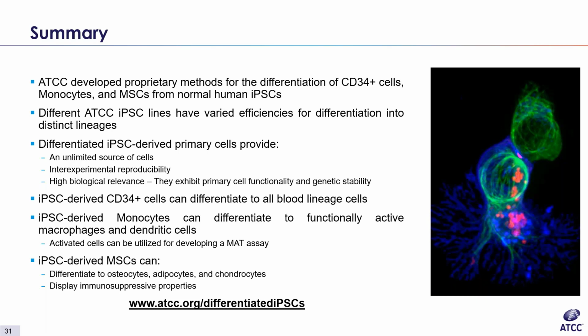For the iPSC-derived monocytes, they come 2.5 × 10⁶ cells per vial. So to sum all that up, be sure to use these cells in experiments immediately after thawing.